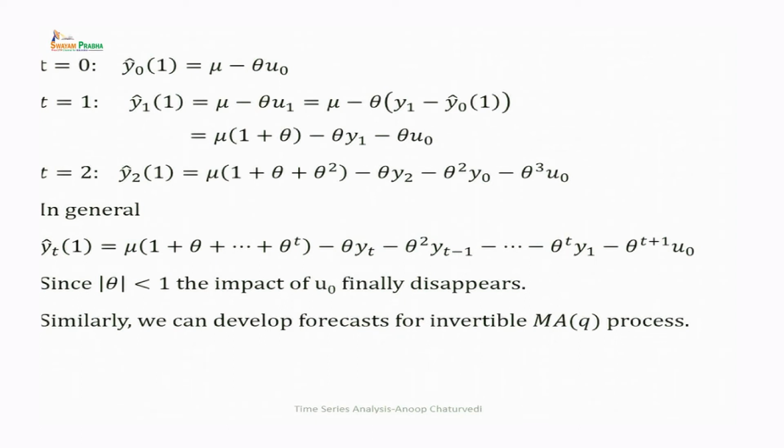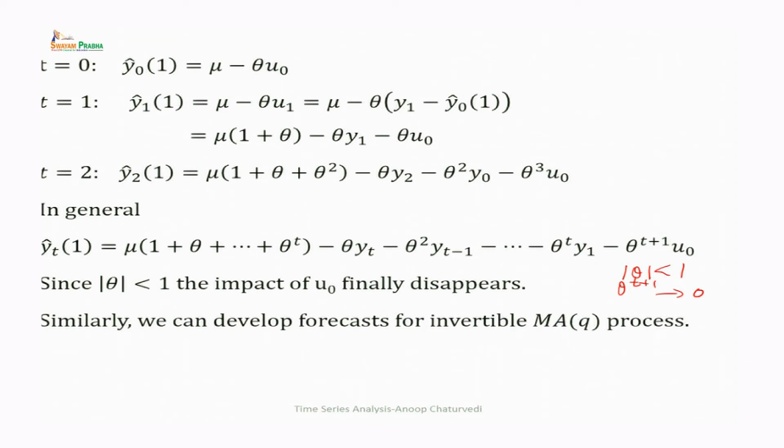Then mod of theta is less than 1. So, finally, as t increases, the impact of u naught disappears, since mod of theta is less than 1. So, theta to the power t plus 1 tends to 0 as t tends to infinity. So, the impact of the initial error term u naught finally disappears.